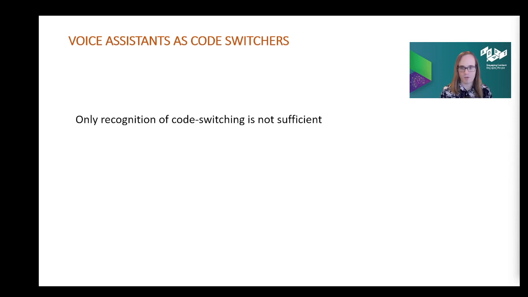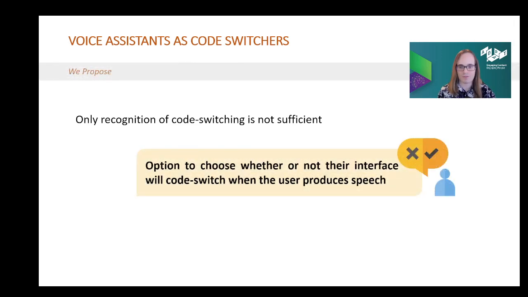For some, code switching might be preferred to aid in the production of language. Others may also want their voice assistants to code switch in their speech output, making it easier to understand voice assistant speech output while making voice assistant interactions more akin to human-human bilingual interactions. We therefore propose that voice assistants should not only recognize code switching, but that they should also allow users to choose whether or not the interface will code switch when producing speech.